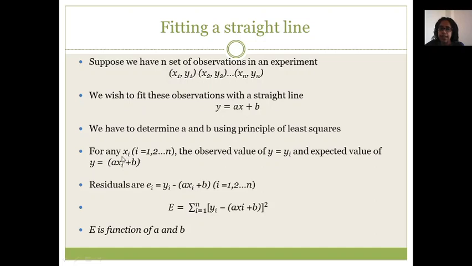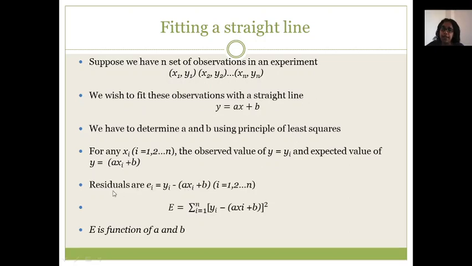For any xi, when i is equal to 1 to n, the observed value is yi, and the corresponding expected value will be axi + b, since the assumed equation is the equation of a straight line. So when you put i equal to 1, the expected value of y will be ax1 + b, and so on. Now we have the observation set and the expectation set.